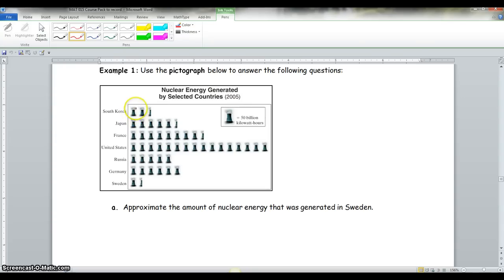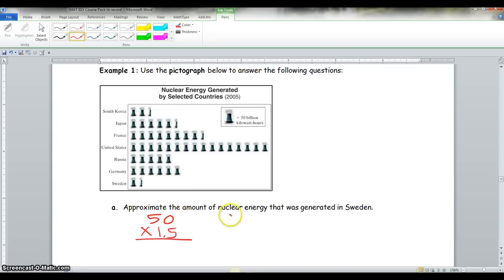Now, we know that for nuclear energy, it almost looks like a mini silo that has smoke coming out of it, but that equals 50 billion kilowatts. And we can assume that this is half, so that'd be about 25 billion kilowatts. It says approximate the amount of nuclear energy that was generated in Sweden. So we'll look here at Sweden. We have one, what looks like 1.5. So we could take 50 times 1.5.